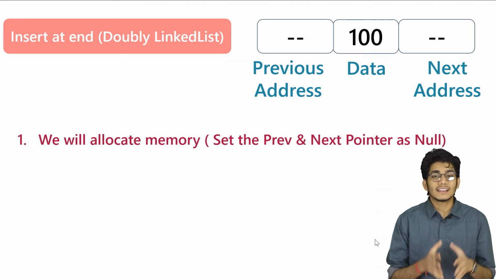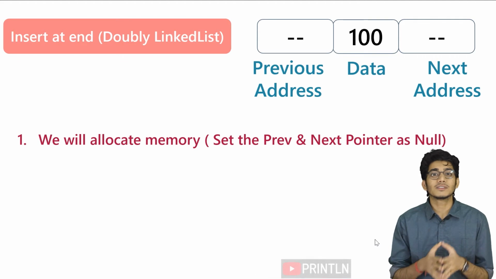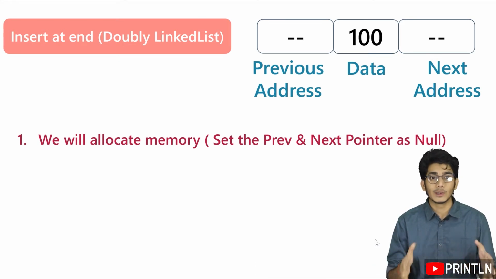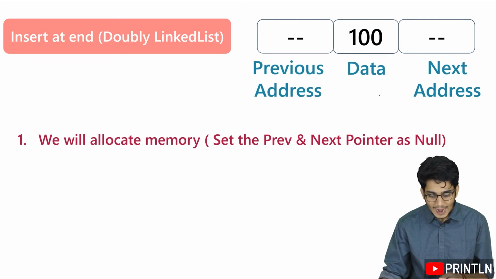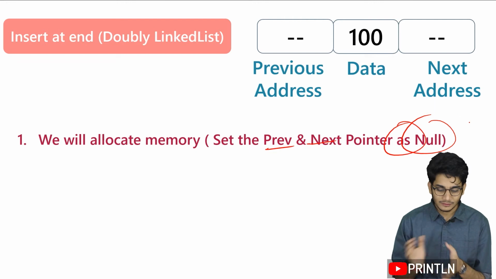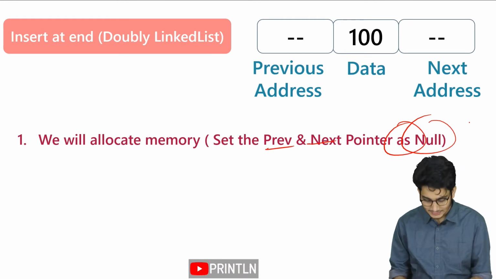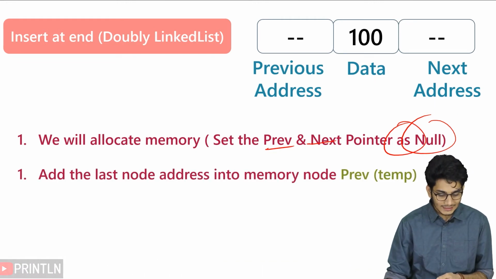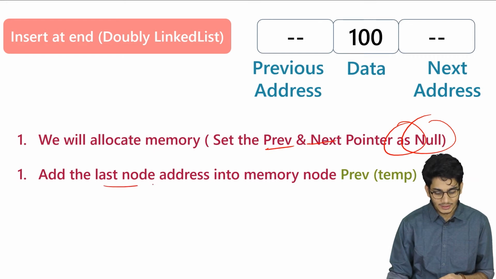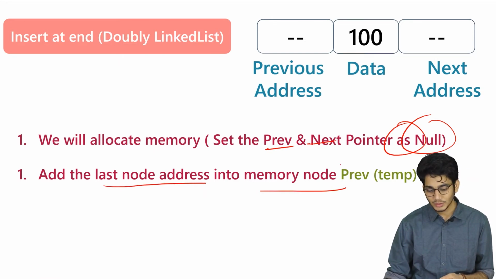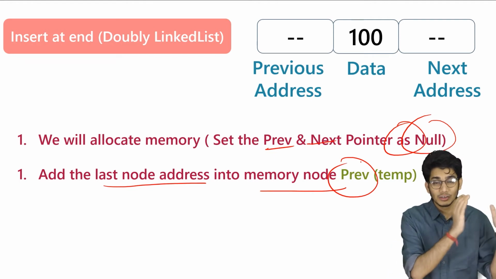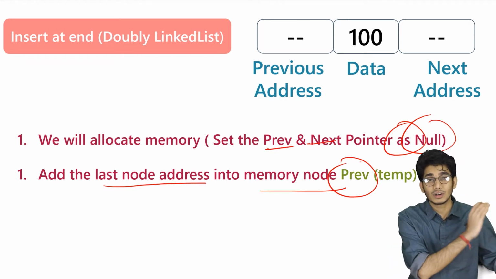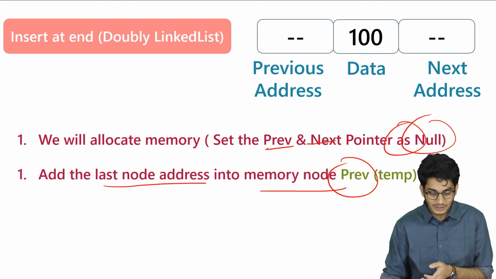For inserting any element at the end of the list, at first we have to allocate the memory. At first we'll set the prev and next pointer as null, then add the last node address into the new node's prev. So we have to add the address of the last node of our linked list into the new node's prev.